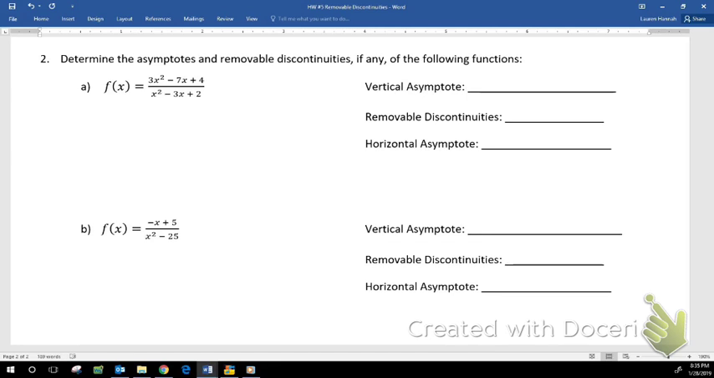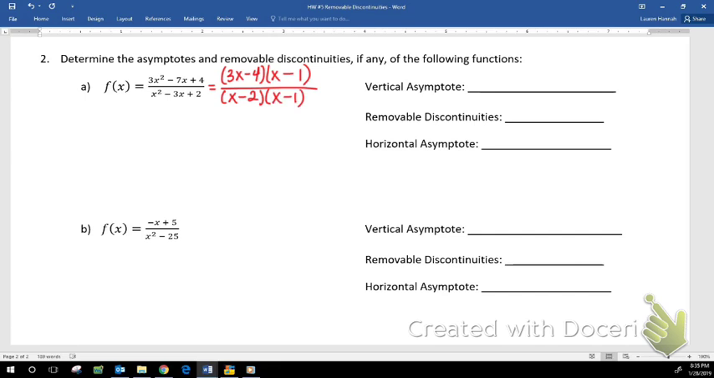If you go back, you may need to rewind, but the very first step was to factor as much as possible. So the first thing I know is that I can factor both the numerator and the denominator. This one is going to be 3x and x. I need a 4, so that should be a 1 and a 4, both of them negative. That's 3x squared, negative 3, negative 4 is negative 7 and positive 4. Yep. And then this will be x minus 2 times x minus 1.